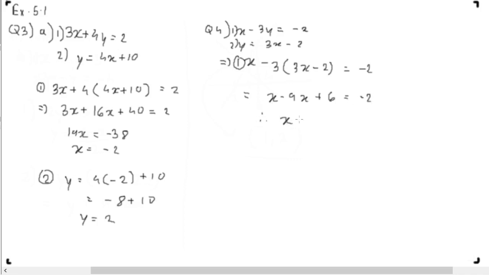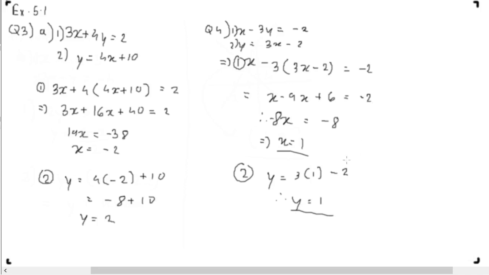Therefore, x minus 9x, which is minus 8x, is equal to minus 8. As you can see, we just change the sides. If you don't know linear algebra at this point, then I don't know, go back to first grade. So x is equal to 1, right? Then for 2, we can plug this back in. So y is equal to 3 into 1 minus 2. Therefore, y is equal to 1. So very simple. I don't think anyone will be having issues with this.